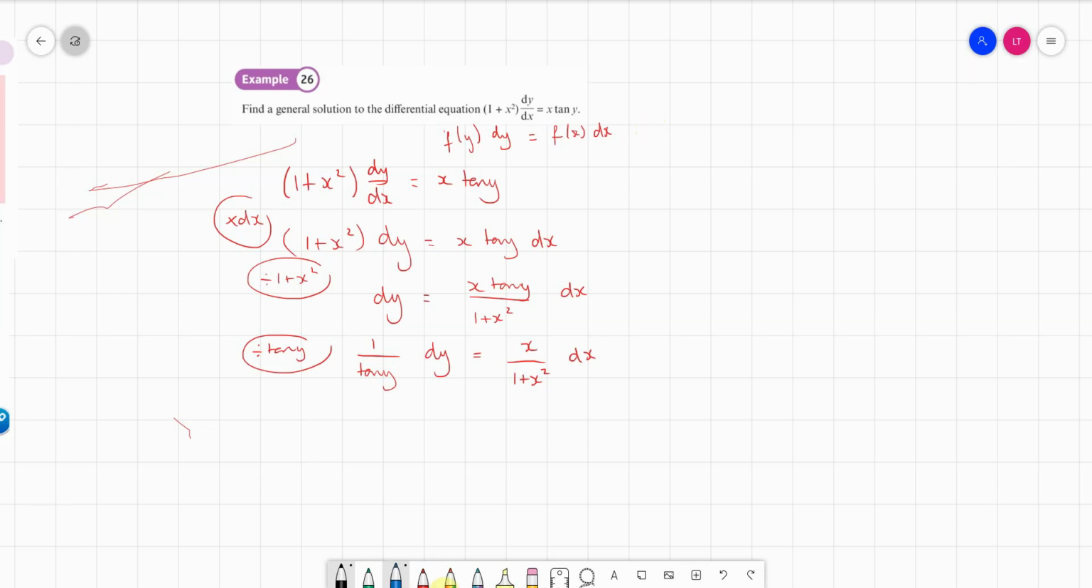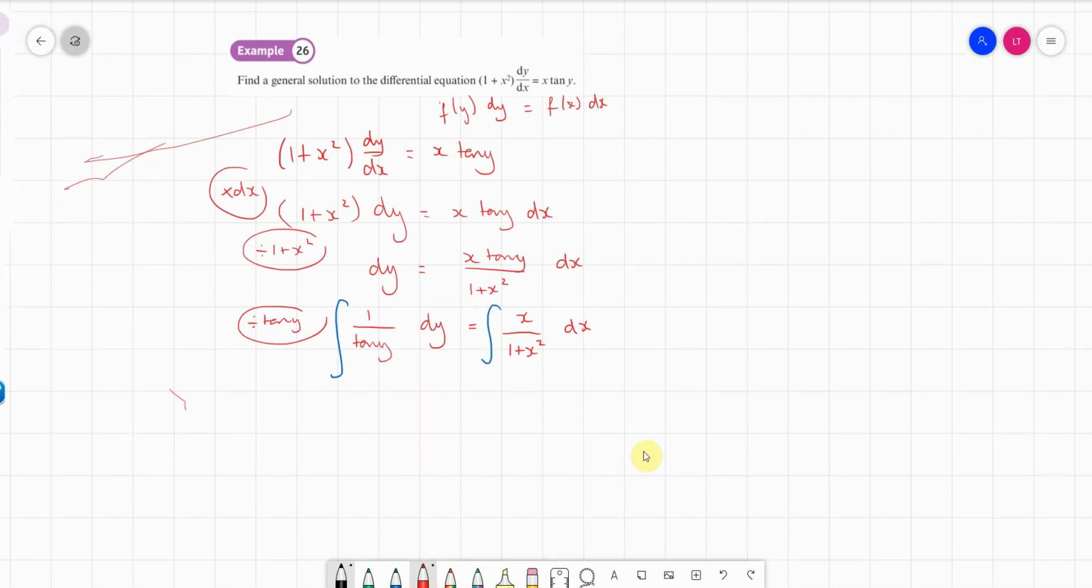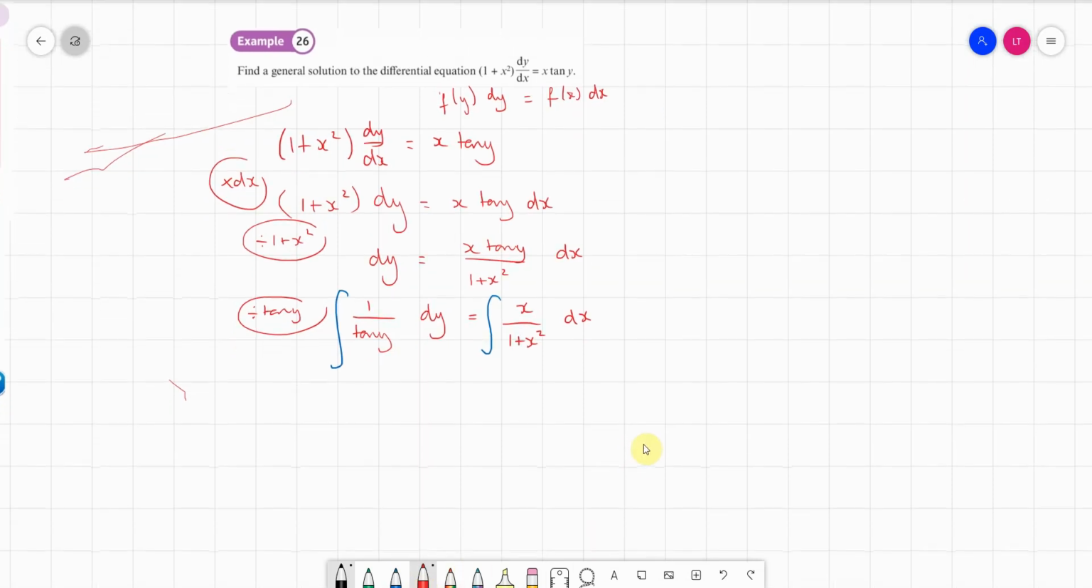Past this stage, when we've got something in terms of y dy, something in terms of x dx, that is exactly how an integral looks. So we're doing the same to both sides, so this is completely acceptable. Pop an integral sign on both sides. And that's what we're going to do now. We are going to integrate both sides, and we'll see how it works out.